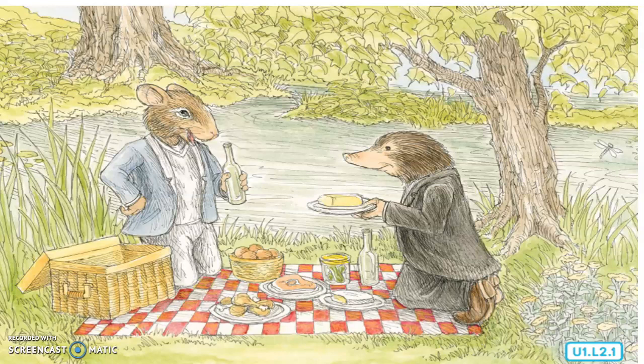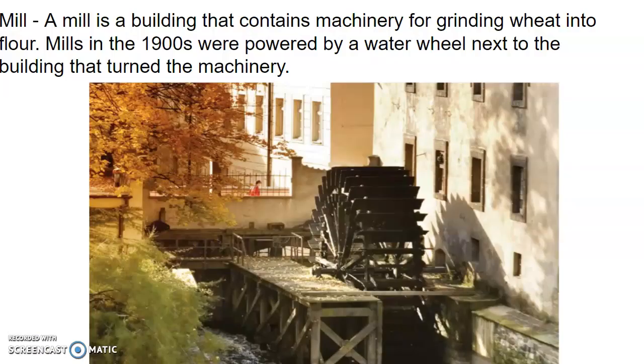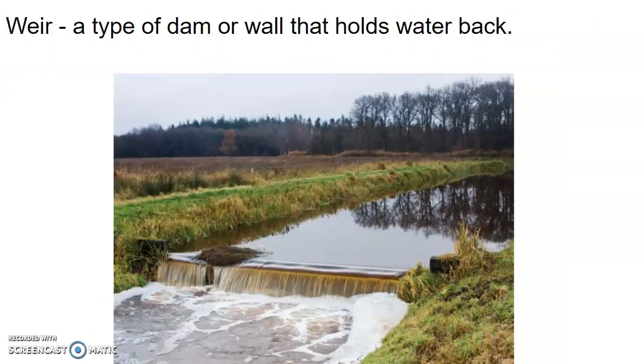Friends, what is a mill? A mill is a building that contains machinery for grinding wheat into flour. Mills in the 1900s were powered by a water wheel next to the building that turned the machinery. So this is a picture of a mill house and the water wheel that powers the mill. Friends, this is a picture of a weir. It is a type of dam or wall that holds back water.